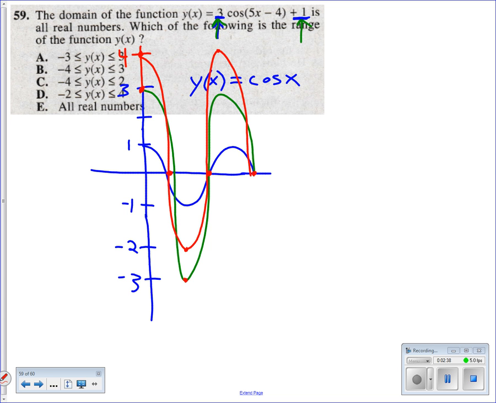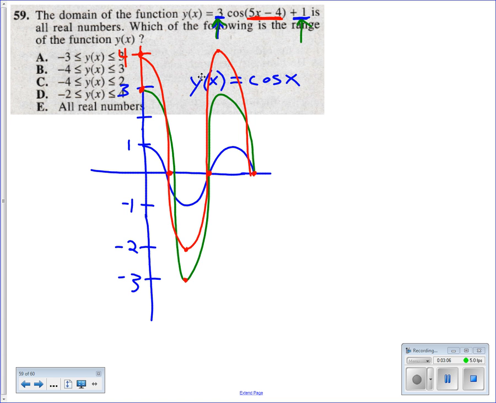Okay, and what we don't need to do is worry about how the coefficient of 5 affects the argument, or how the subtraction of 4 from the argument affects the graph, because anytime we perform an operation onto the argument, or the x term, that's going to cause movement to the left and right.